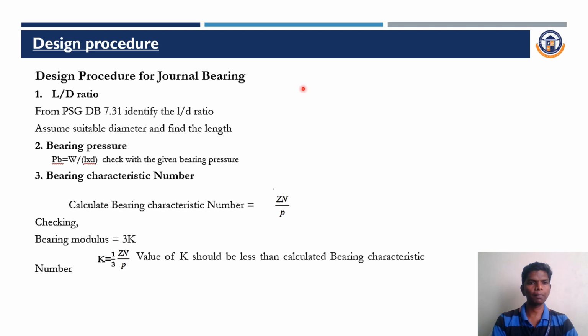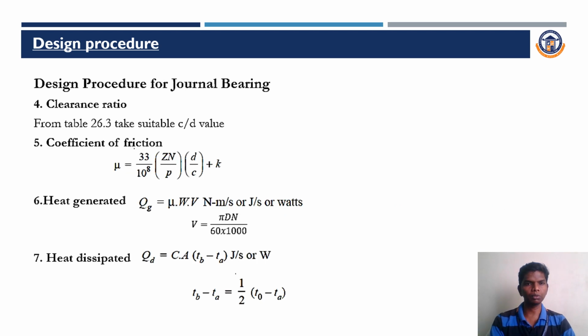So this is the design procedure for journal bearing. The first one is the L by D ratio, the second one is bearing pressure, and the third one is the bearing characteristic number. These are the equations we are going to use to find the corresponding values. And the design procedure for clearance ratio and coefficient of friction uses this formula. Heat generation is calculated by using this formula, and heat dissipated is calculated by using this formula.